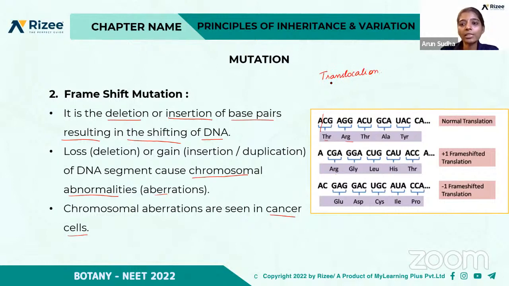So translocation is the mutual exchange of chromosomal segments between non-homologous chromosomes. So between the chromosomes, there may be an exchange of genetic material or chromosomal segments, right? Or it may be due to inversion.